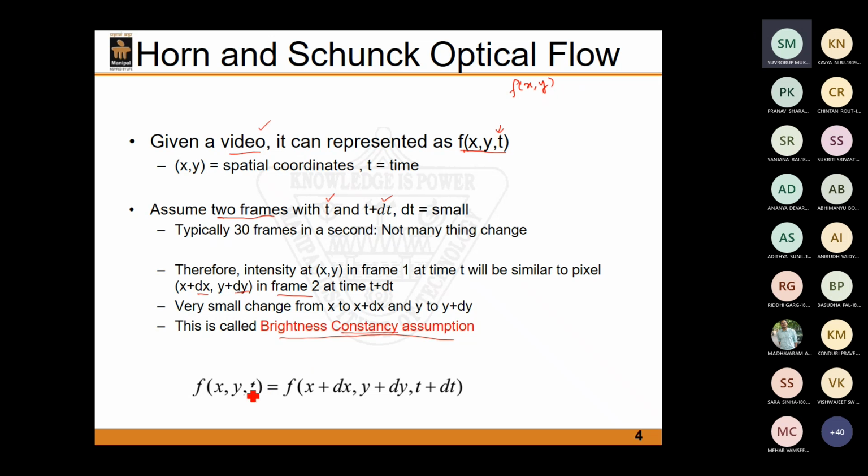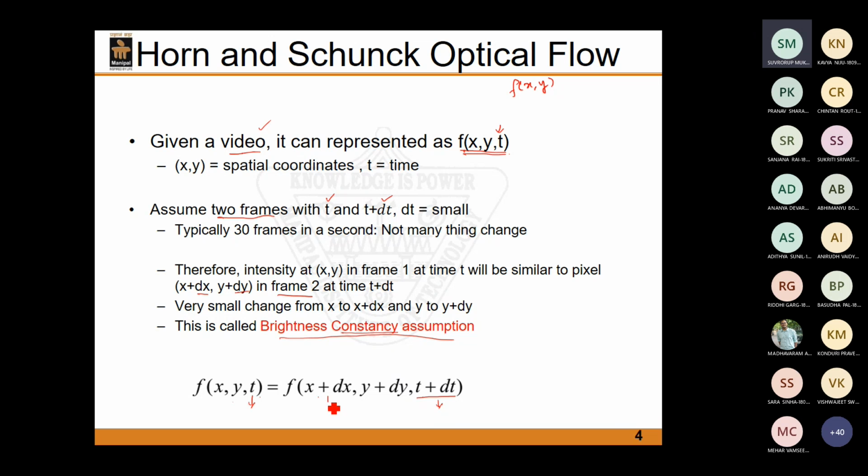Okay, this particular assumption is expressed in this way: I can write f of x, y, t, which is basically a particular frame in my video, as equal to f of x plus dx, y plus dy, t plus dt. So t plus dt indicates that it is the next frame which I am considering. T is the current frame, t plus dt is the next frame.